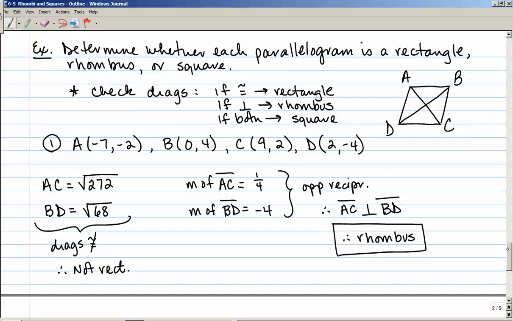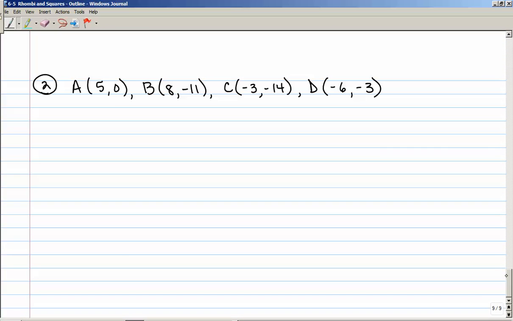Let's take a look at another example, and we're going to do the same thing. So, given these coordinates of the vertices of parallelogram ABCD, let's determine if it's a rectangle, a rhombus, or a square. So I need to find the length of each diagonal, and I need to find the slope of each diagonal. So the slope of AC and the slope of BD.